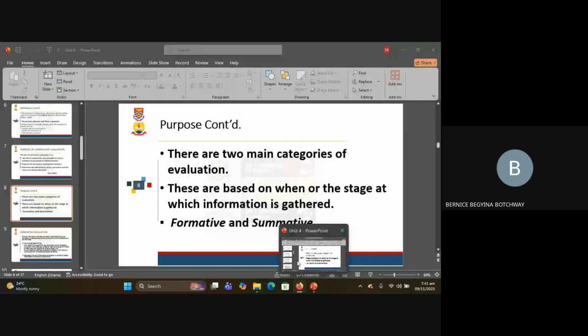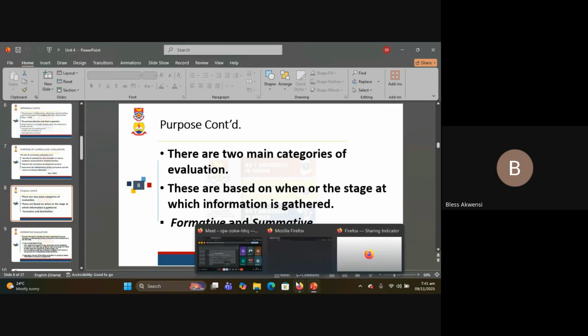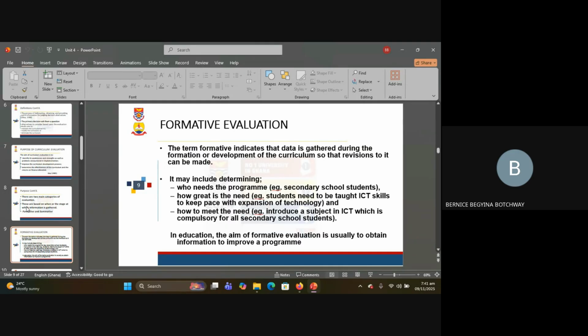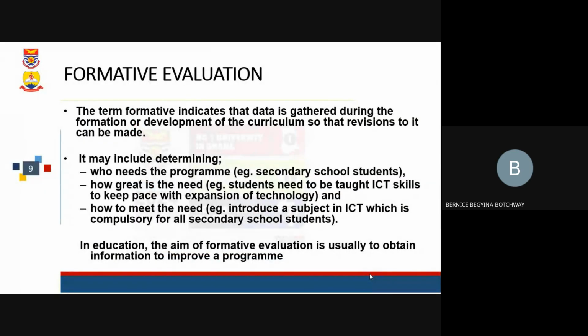So just as you said, these two evaluations are determined by the stages we are at. We have the formative and the summative. The term formative indicates that data is gathered during the formation or development of the curriculum so that revision to it can be made.